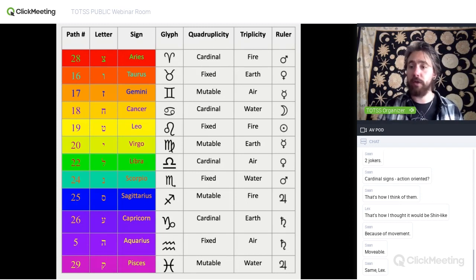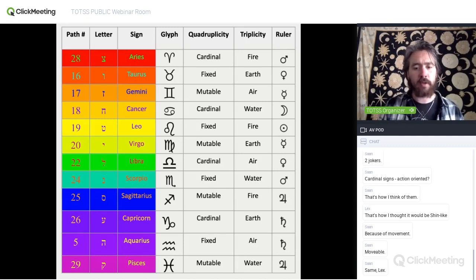Or look at the 3 fire signs and say, okay, you've got cardinal, fixed and mutable. How are those 3 different modes or expressions of fire? Look at the planets and look at how those things interact. With Aries, cardinal, fire, and Mars, those are all fairly similar.